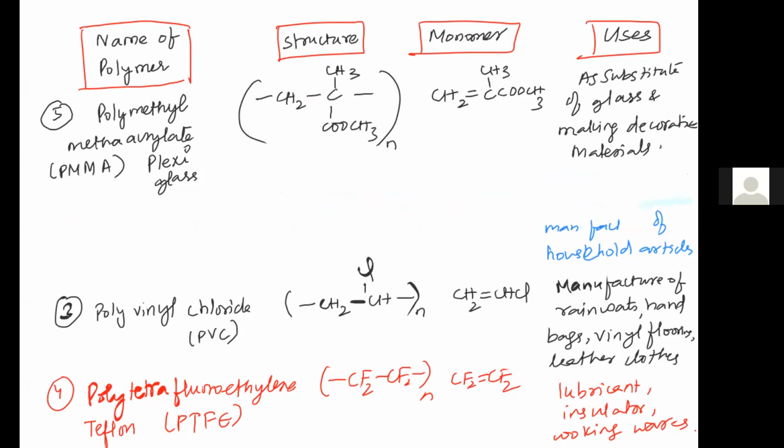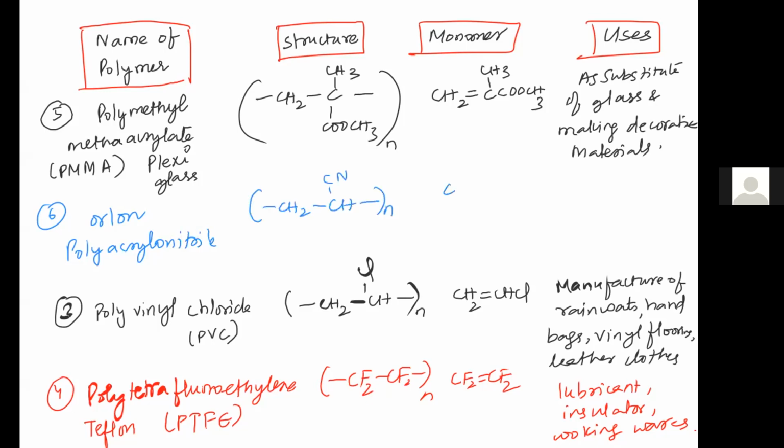Next, let's write for Orlon. The sixth one is Orlon, which is called polyacrylonitrile, with the monomer CH2 double bond CHCN. It is used in making synthetic fibers and synthetic wool.